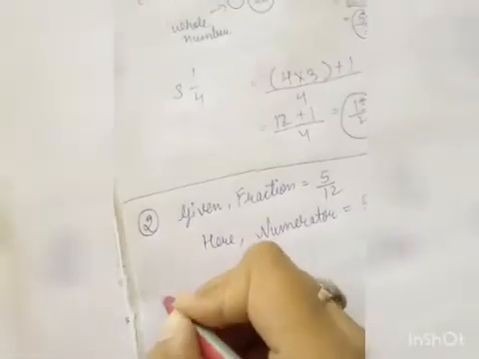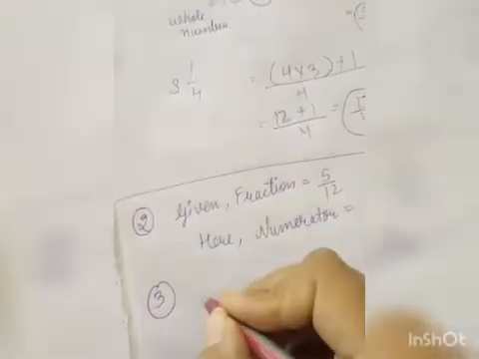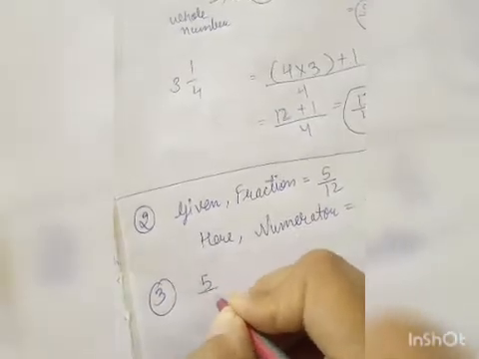Now come to question number 3. Circle the proper fractions. I told you what proper fractions are. When the numerator is smaller than the denominator, we call it a proper fraction. So in question number 3 we have the proper fraction as 5 by 9, then 13 by 8.